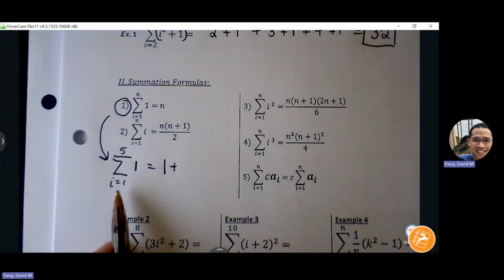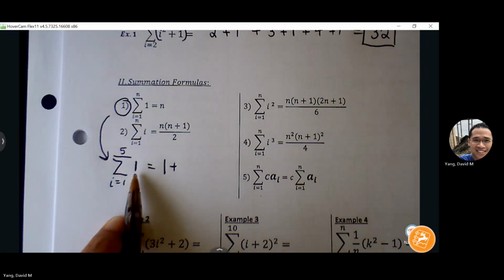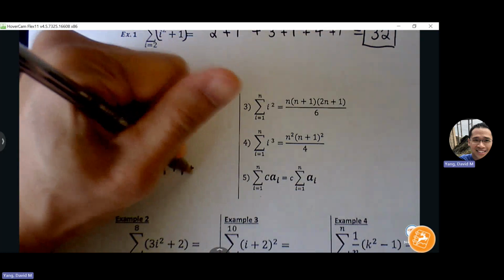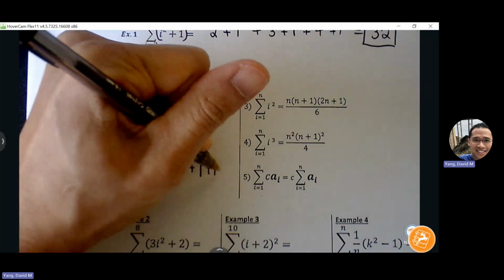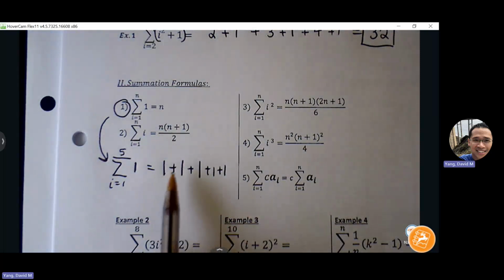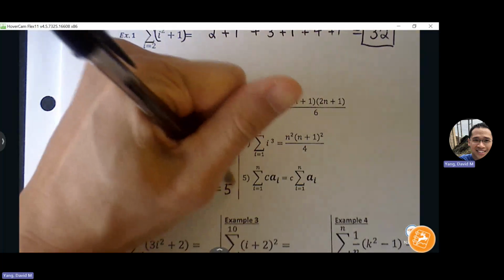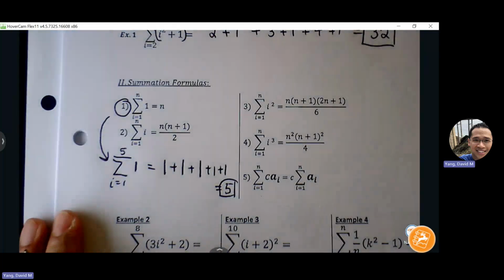Now my second i value is 2. What's my term that I'm going to get back in return? Still 1. Okay. And then plug in 3, I get 1. Plug in 4, I get 1. Plug in 5, I get 1. Do I keep going? That's the last one, right? So what's 5 ones added together? Just equal to 5.